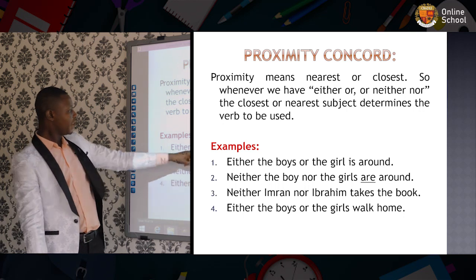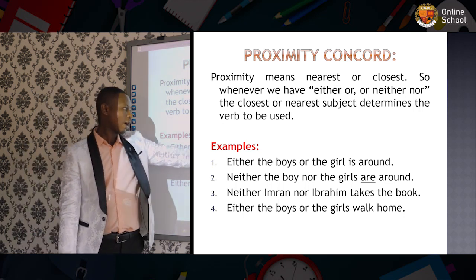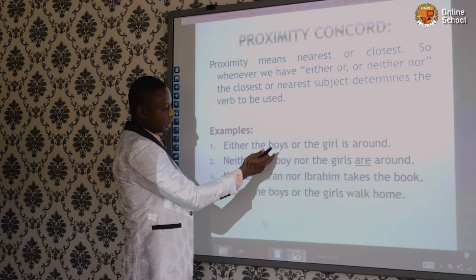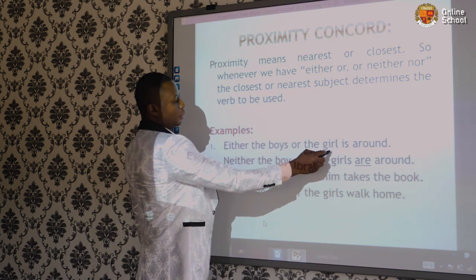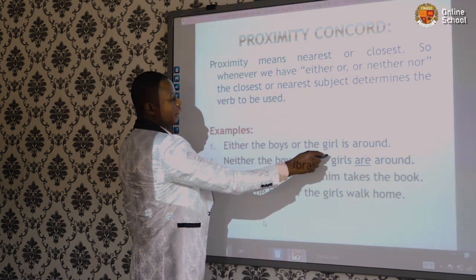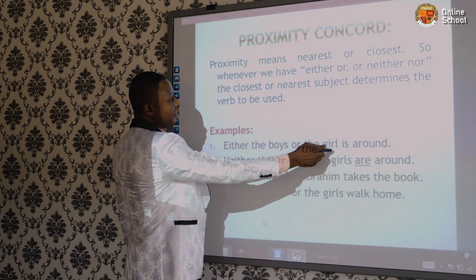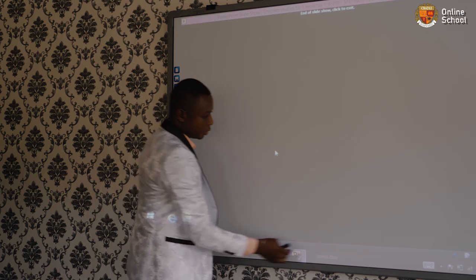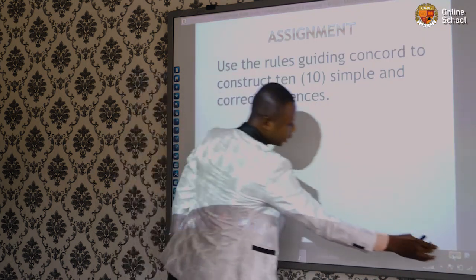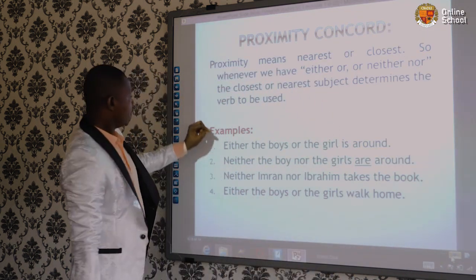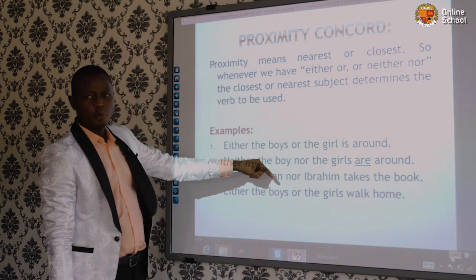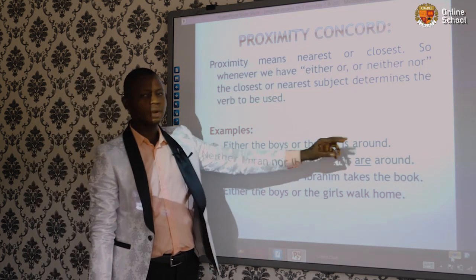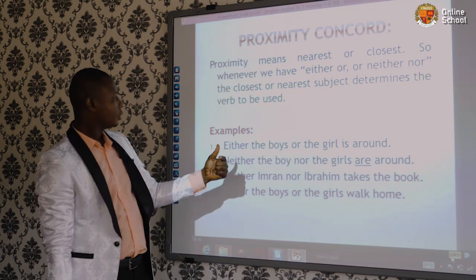Okay? Either the boys or the girl is around. Now, either the boys, this is a plural. Am I communicating? Or the girl, this is singular. The closest subject here will determine the verb to be used. Don't mind what is here. Please don't mind what is there. Some people will ask, this is a plural noun here, why use the singular? Please take note of the rules. Okay?